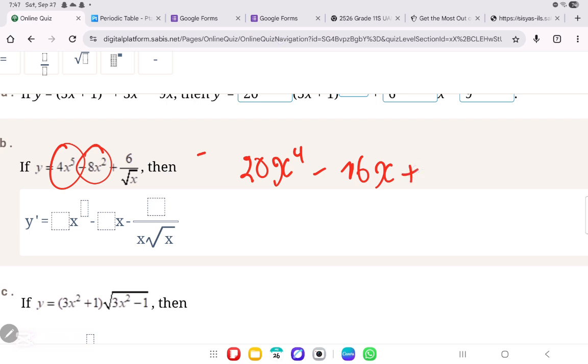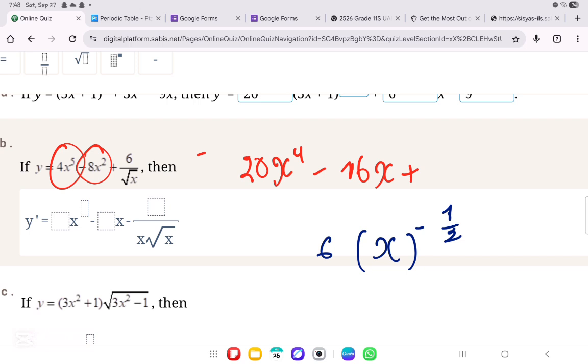Wait for a second. 6 over radical x. We don't like to see a radical in the denominator, so we will bring it up. It will be x to the power of minus 1 over 2. Because if it's to the power of 1 over 2, it's going to be 6 radical x. But we have it as 6 over radical x. So that's why we put a minus.